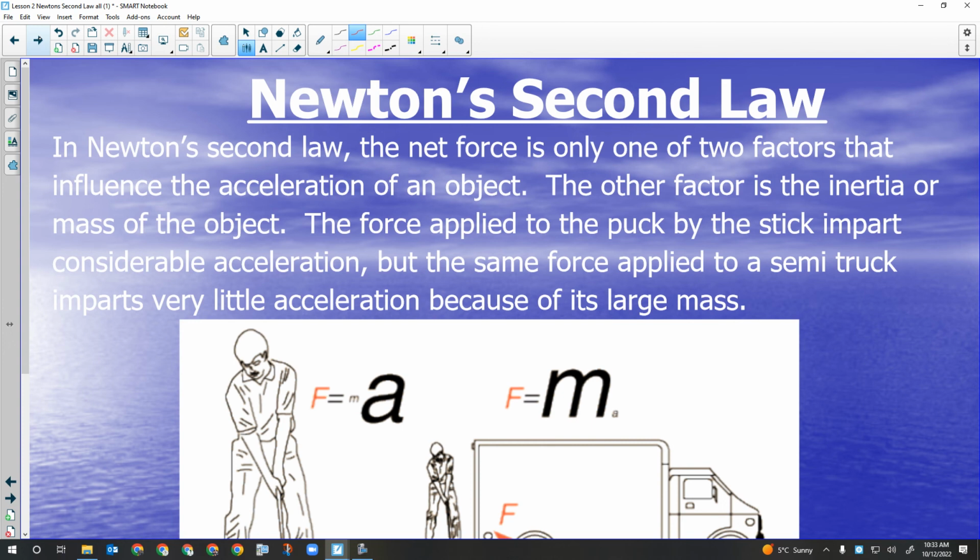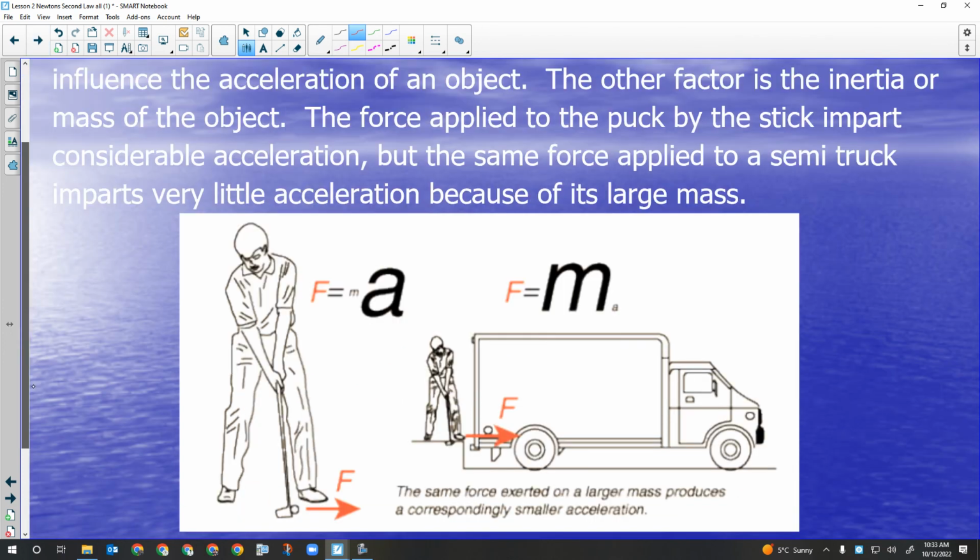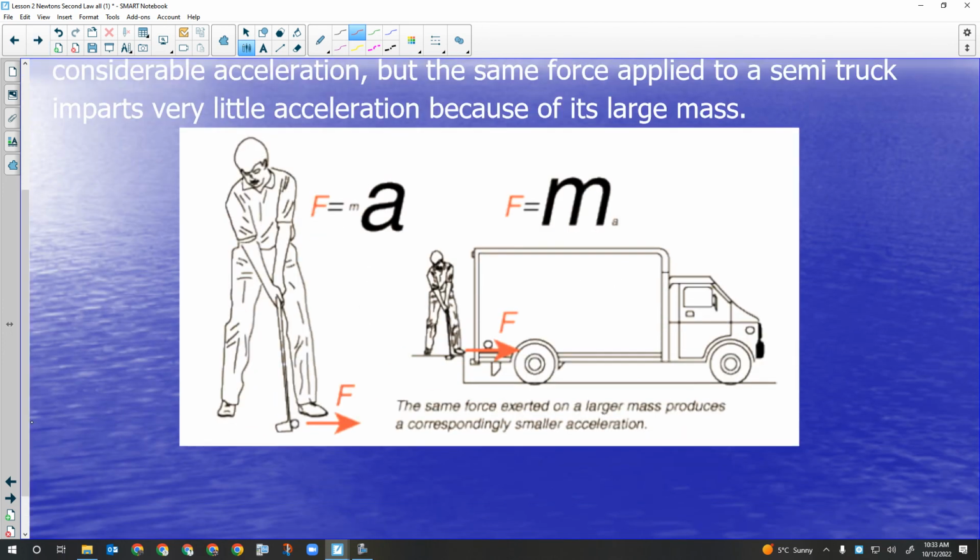All right, now, this is what we were talking about before. So let's say I've got this golfer, okay? In the first situation, he's using his golf club in the proper fashion. He's going to swing as hard as he can and exert his maximum amount of force on the ball, which has a very small mass, okay? There is going to be a resultingly large acceleration.